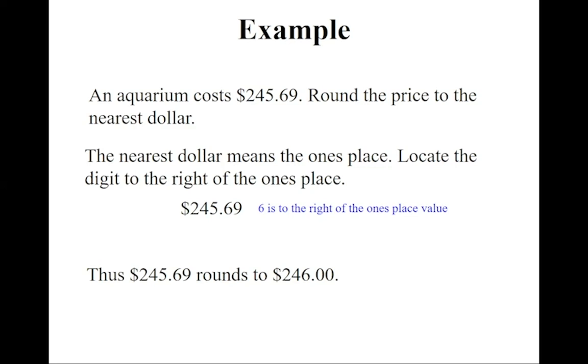And I have a problem with the answer as written. This is a mistake. I'm going to correct it. There we go. I got rid of the 0 cents because rounding to the nearest dollar would be $246. $246.00 implies that we're rounding to the nearest cent, and that is not the case here.